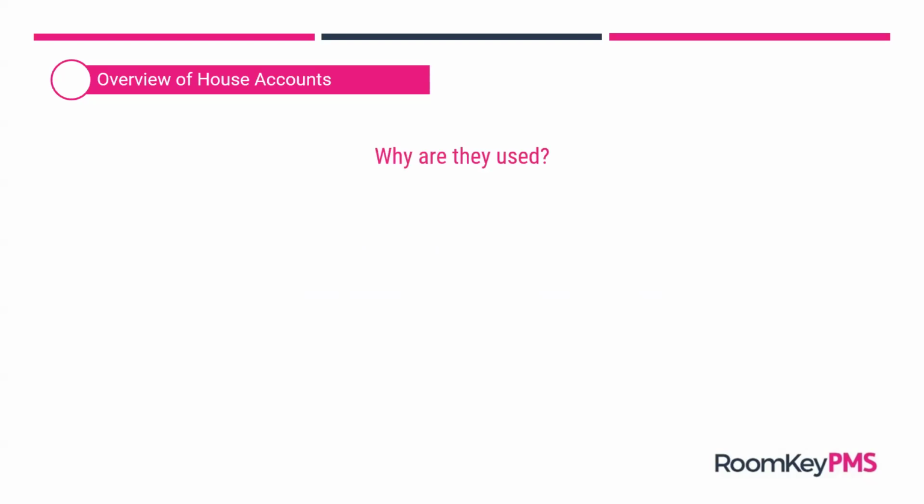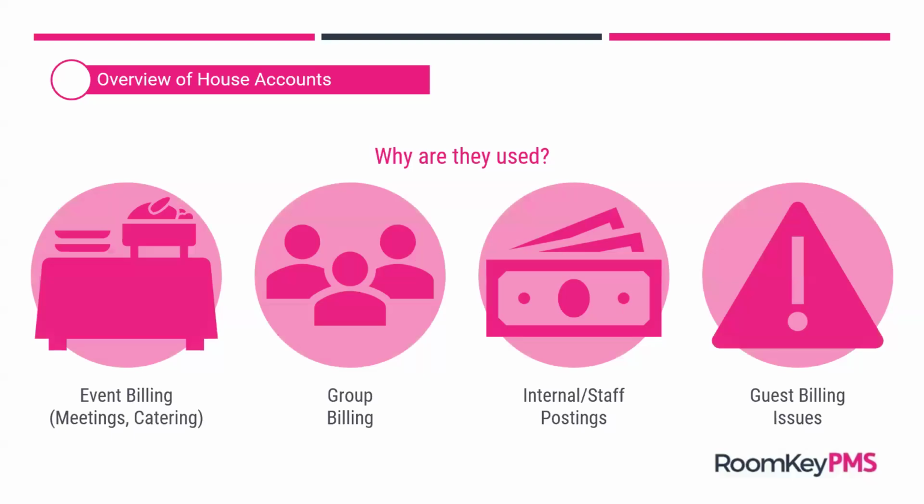A couple more things. I mentioned they're used for that folio component, and that does have to do with certain types of billing scenarios where you might use house accounts for things like event billing. This could be meeting room rentals, ballroom rentals, any facility rentals that you have that are non-guest room, but maybe publicly available at the hotel. That could also include catering for those events, AV equipment, the like.